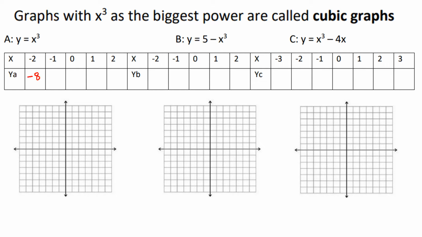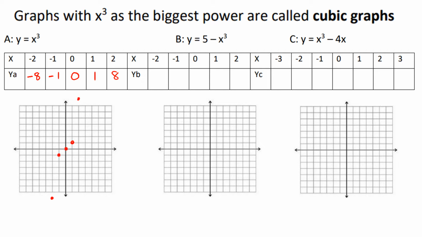Okay, so the values I got for the first graph would look something like this. Now if we plot these out, we've obviously got 0, 0 in the middle. We've got 1, 1 and -1, -1. And then we've got 2, and it goes up massively and rapidly up to 8 and -2 down to -8.